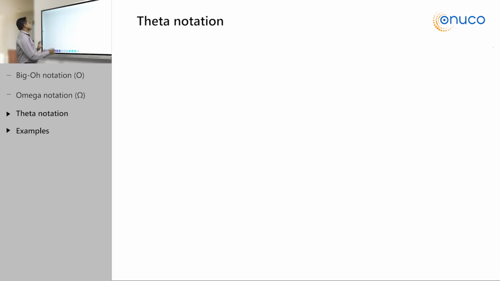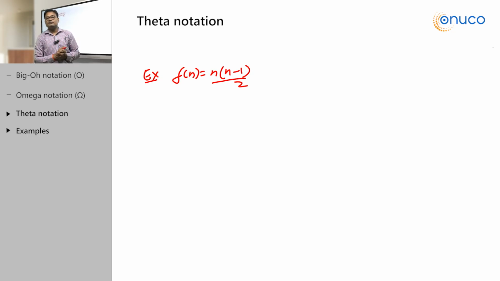Now to discuss the example, say f of n is equal to n into n minus 1 divided by 2. Remember that here we need to find two functions of g of n. One should be greater than or equal to f of n, the other should be lesser than or equal to f of n. So let us see. First, n into n minus 1 divided by 2. Can we simplify it? Yes. n square by 2 minus n by 2.